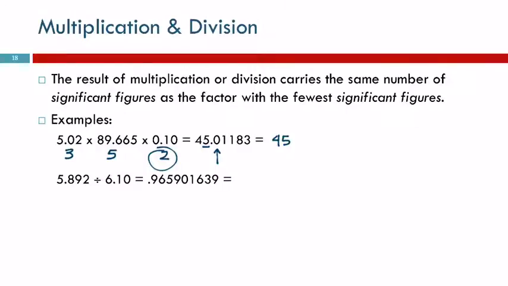Let's look at the one on the bottom. Here we've got 5.892 divided by 6.10. The calculator gives us this. We look at the first number and ask ourselves, how many sig figs in 5.892? 4. And how many sig figs in 6.10? 3. Which is smaller, 3 or 4? 3. That's how many significant figures I should have in my answer. So I've got the 9 and the 6, and the 5 is the third one.